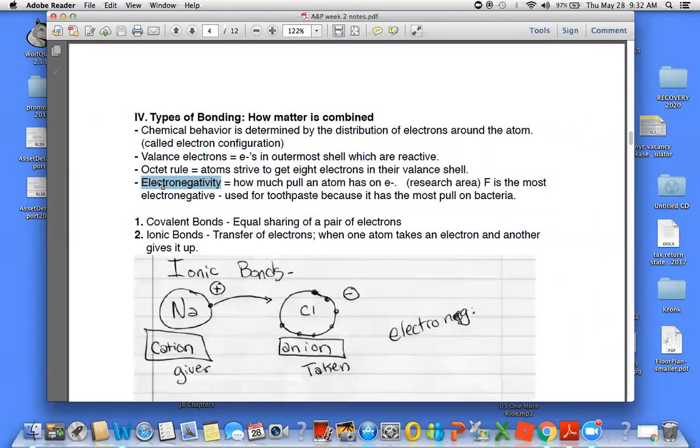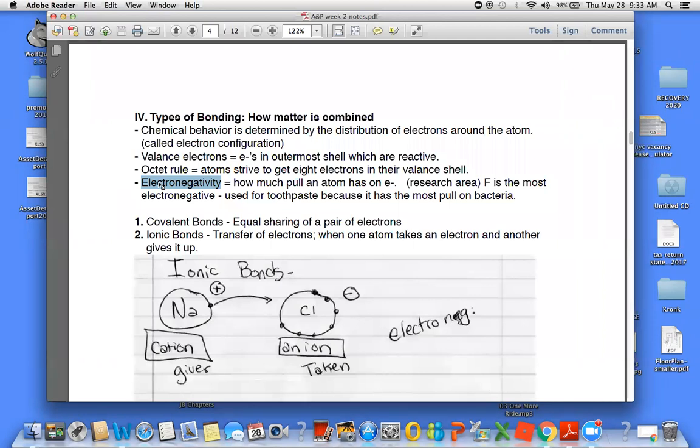Fluoride in your toothpaste, which is what I did my bachelor's level research on for my thesis. Fluoride sucks up electrons really well, and that's why you brush with toothpaste. It pulls the electrons away from the bacteria of your teeth and kills the bacteria. All right.